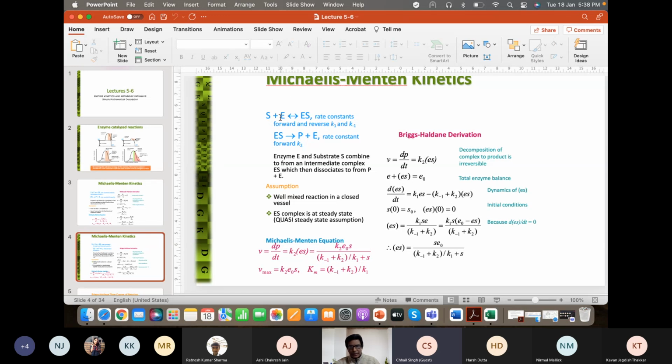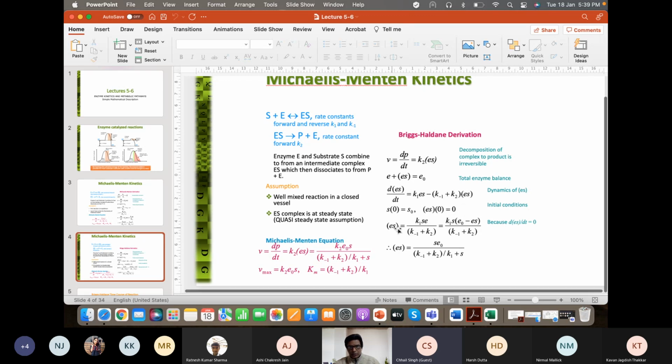Sorry, K1 times E times S, and minus, plus K2. Sorry, the K2 is the forward reaction here, but minus K2 because it's removing this ES when you look at the rate at which this is forming. So minus of that times ES. So that is the second equation here, the third equation here. And you have the initial conditions which are present here.